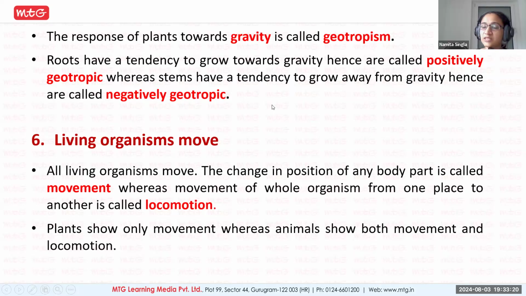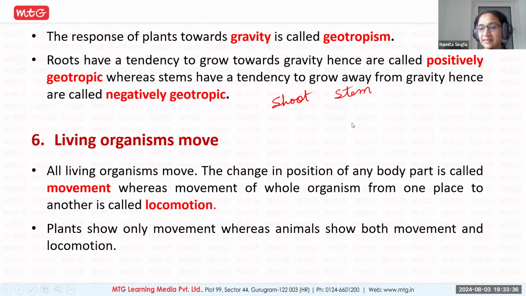So here I'm using this word shoot or stem a lot of times. Can somebody tell me what is the difference between a shoot of a plant and the stem? What is the difference between this? Shoot versus stem. Unmute yourself and let me know.